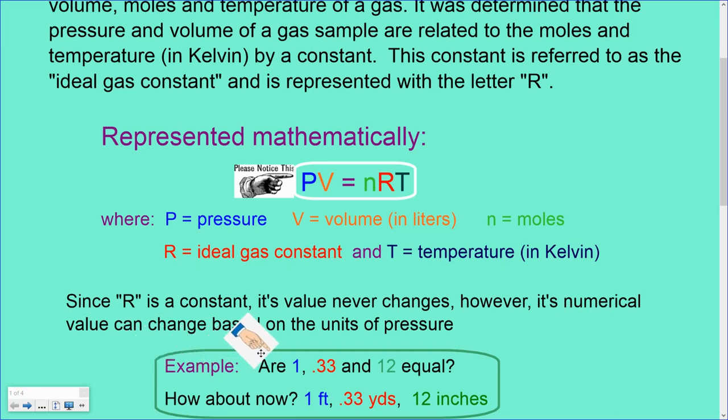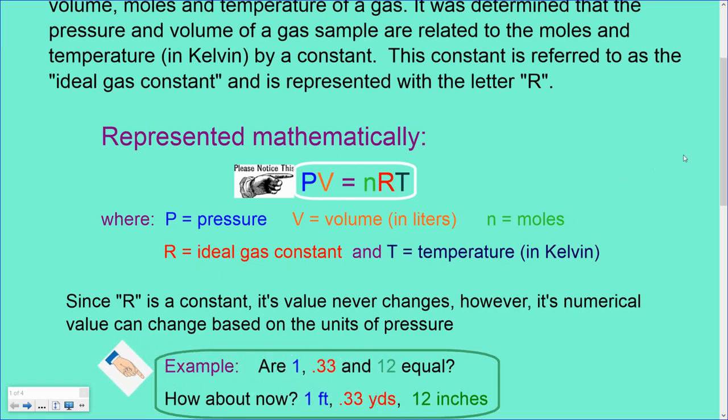At first glance, are the numbers 1, 0.33, a third, and 12 equal? And of course, you'd say at first, no, they're not equal. But what if I add 1 foot, a third of a yard, and 12 inches? If I now said to you, are those equal? You would probably reply, yes. So here is something, a foot, which doesn't really change. It's the same length, but depending on the units we measured it with, the actual number could be different. So does 1 equal 12? Well, yes, if you're talking about 1 foot compared to 12 inches.